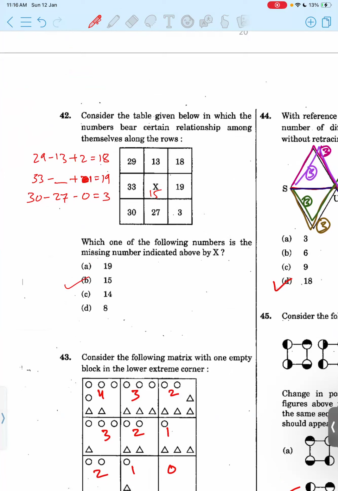Question 42. We have to find out the value of X here. So, identifying what the pattern is, it is like 29 minus 13 plus 2 will give us 18. Similarly, this pattern is also followed in the third row, which states 30 minus 27 plus 0. It should be 3. The last, third term is 2, 1 and 0, so it is decreasing by 1. So in the second row, 33 minus x plus 1 should be 19. So the value of x should be 15.